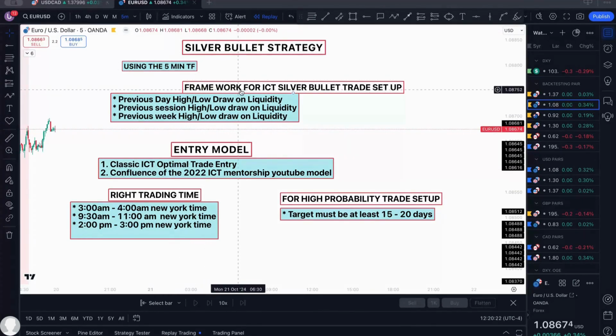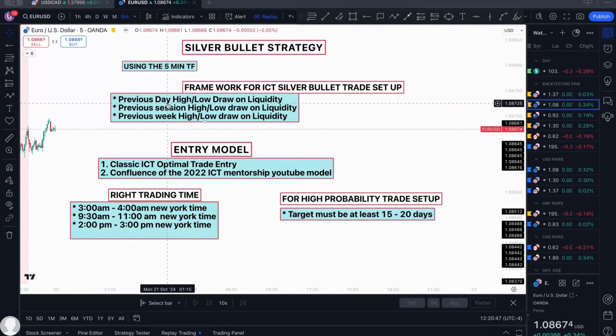Now, the framework for the ICT silver bullet setup. The liquidity we are looking for is a liquidity grab, either in the previous day high or low, a draw on liquidity, the previous session high or low, a draw on liquidity, or the previous week high or low, a draw on liquidity. I hope you understand this very well.